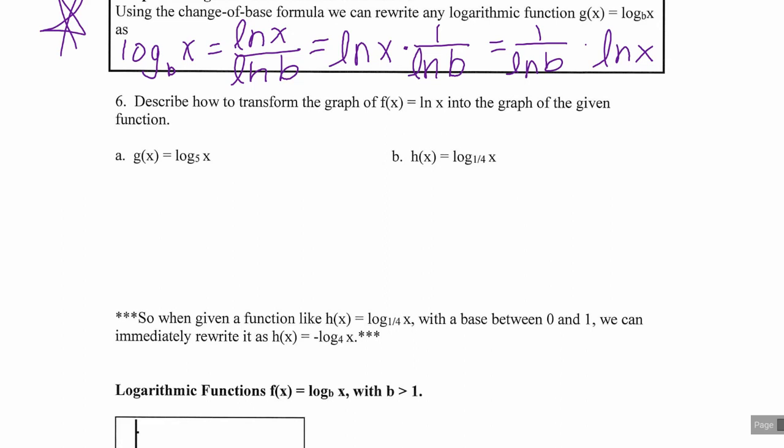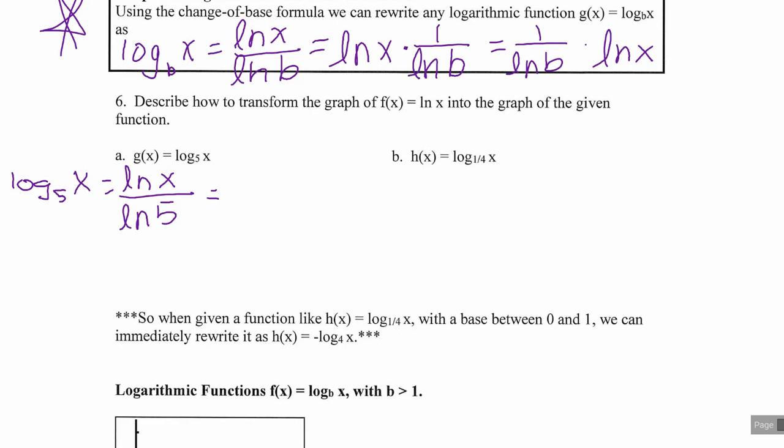So my first one with number 6, I've got log base 5 of x. In order to find my transformations, I want to change this into natural log. So I'm going to rewrite this as log base 5 of x. Using that change of base formula, it becomes the natural log of x over the natural log of 5. I'm going to separate these out and it'll make it a little bit easier to see the transformation.